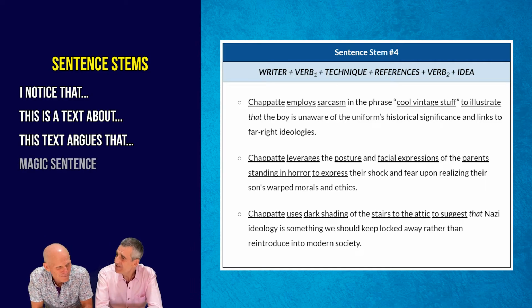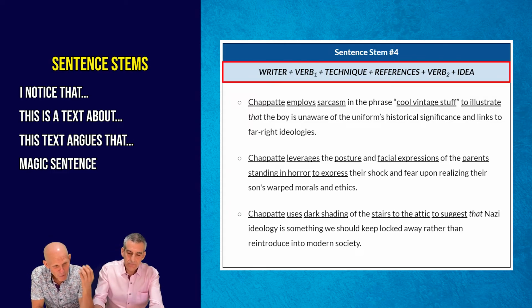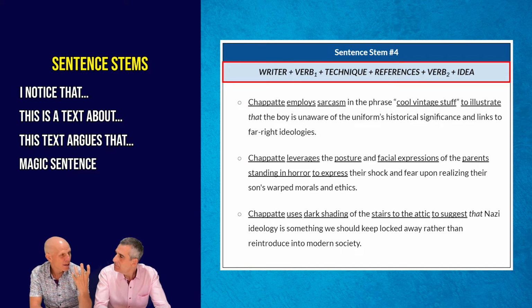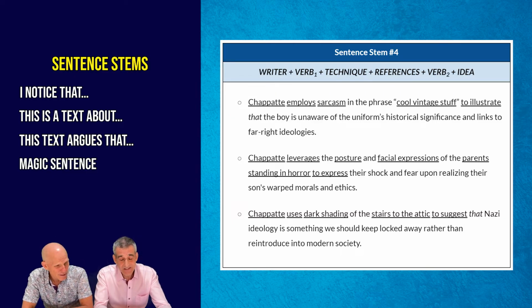This takes us to sentence stem number 4, Mr. Giles, the magic sentence. Tell me about it. I love the magic sentence. We put the writer in the driver's seat. We have a good verb. Then we connect that to the feature, the technique. We have a second purpose verb. And lastly, we have the rich idea. Well, the rich idea is the analysis. That's the insight, Mr. Giles.